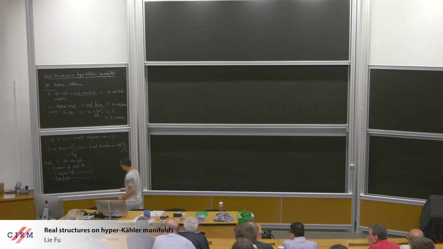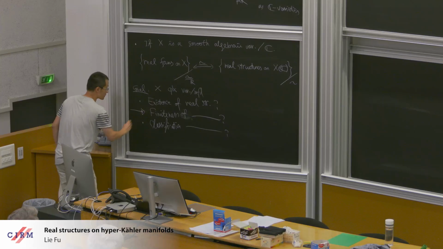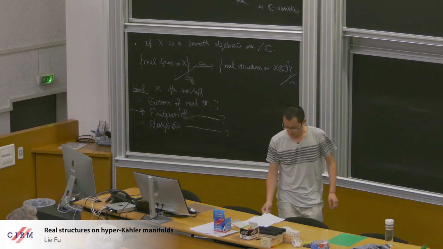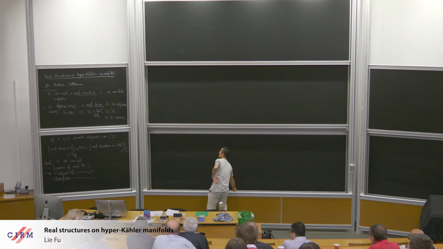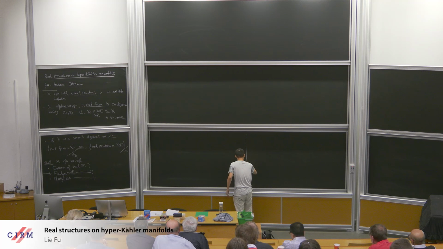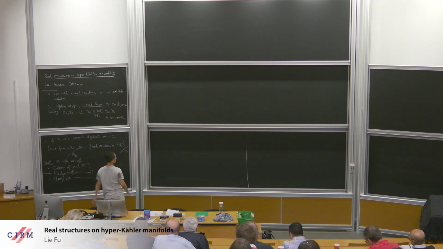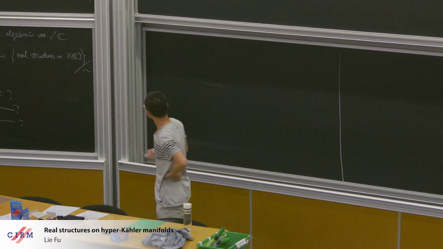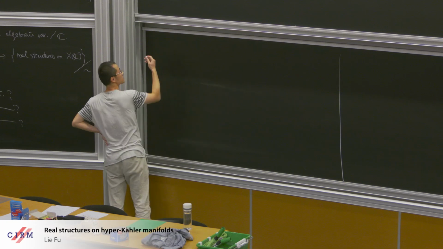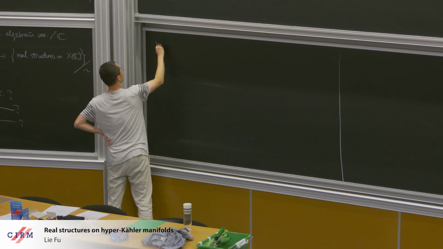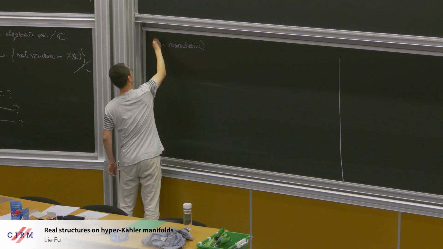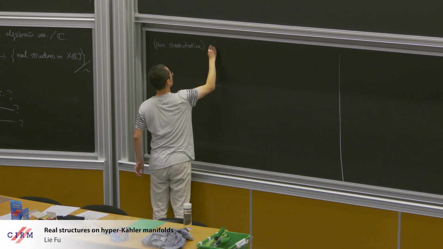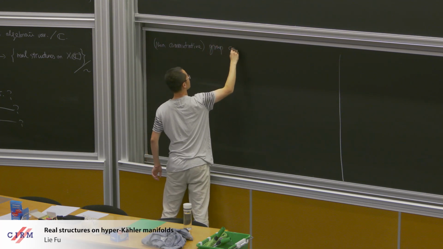But in today's talk, I will concentrate on this second question, finiteness of real structures, on hyper-Kähler varieties, as you can already guess. Before talking about finiteness results, let me first transform this question of finiteness into something more cohomological. It's called non-commutative group cohomology. I guess it's also not necessary, but let me just say it.